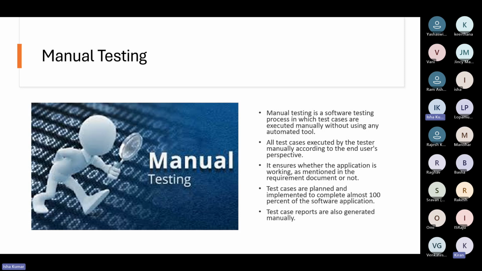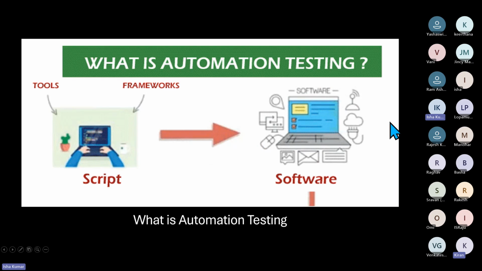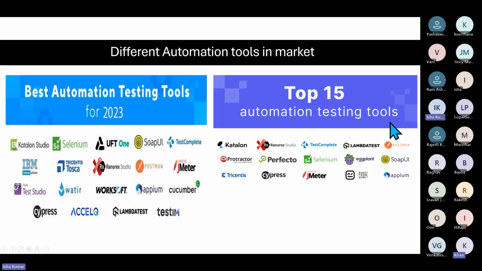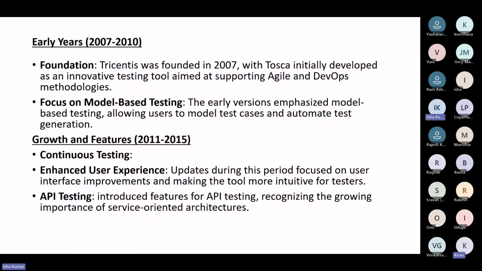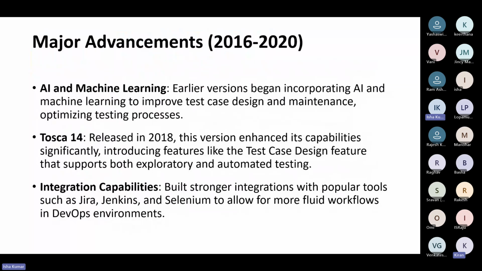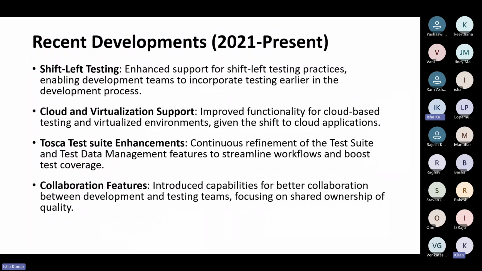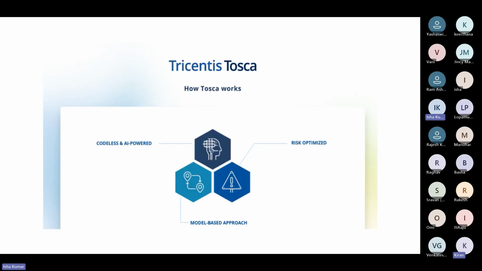So yesterday we have seen what is manual testing, what we do in automation testing, and what are the tools. We also got a brief introduction about Tosca, when it started its journey, how it grew in the early years, what the major advancements of Tosca are currently, and the recent developments incorporated into Tosca to make life smooth in testing technology.